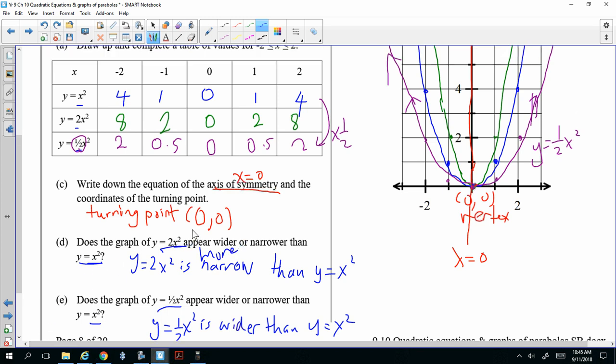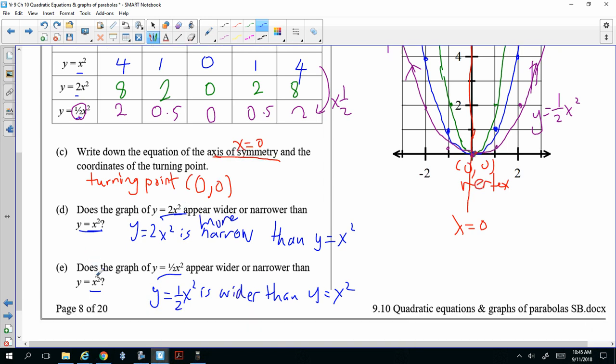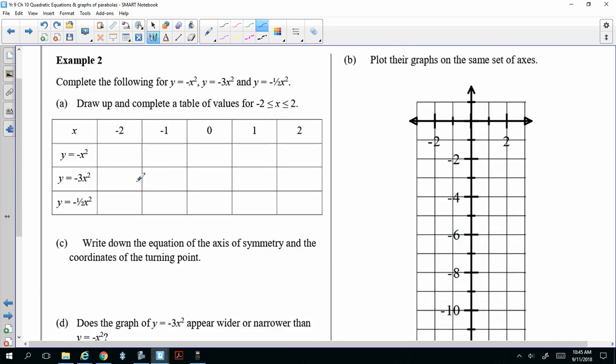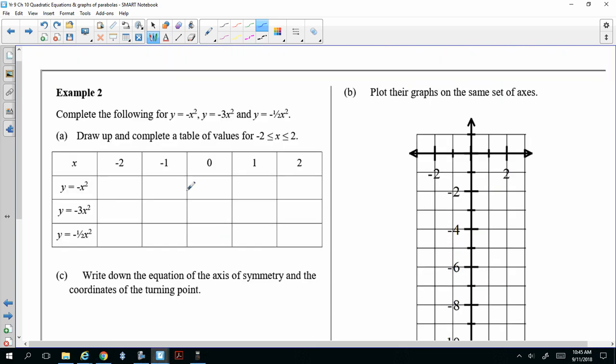You all ready? One more page, because we have to look at the concave down parabolas. It's the same question, but all concave down. Have a try. So you go negative x squared, you get negative 4. Exact same thing, except you got negative instead of positive.